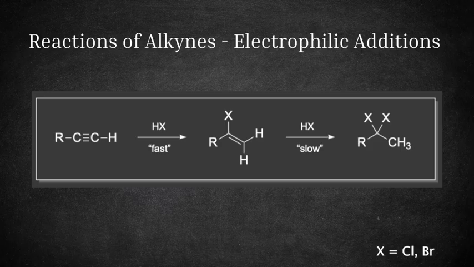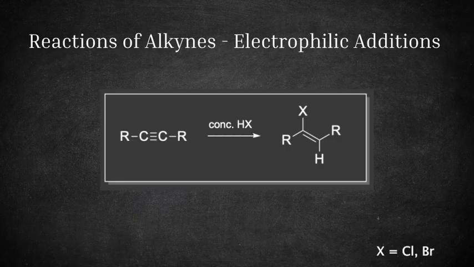The Markovnikov regiochemistry of this reaction is governed by the same principles as alkene additions. The more substituted carbon of the alkyne stabilizes the carbocation character, directing the halide to that specific carbon. The addition of concentrated HX to disubstituted alkynes gives only the trans-alkene product, where the hydrogen and halide are added trans to each other. This addition involves 1 molecule of alkyne reacting with 2 molecules of the hydrohalic acid to form the trans-alkene product.